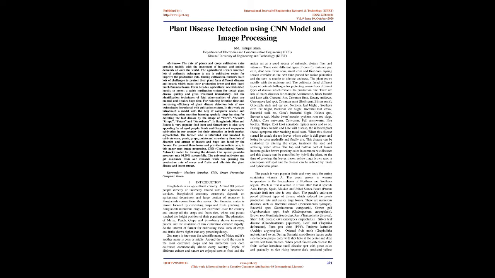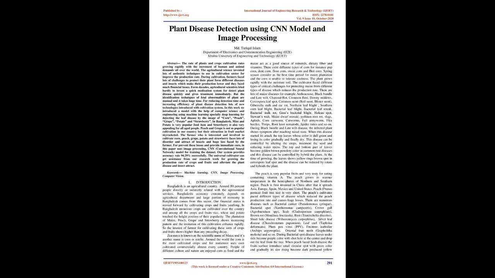Farmers who are interested and involved in cultivating corn, peach, grape, potato, and strawberry face lots of disorders and attacks of insects, and huge losses. To prevent these losses and provide immediate cure, this paper uses image processing and a CNN, Convolutional Neural Network, model for training the dataset. Our system provides an accuracy rate of 94.29% successfully.